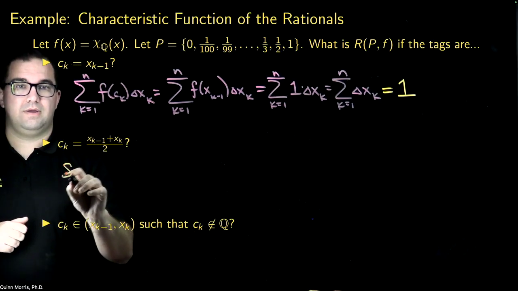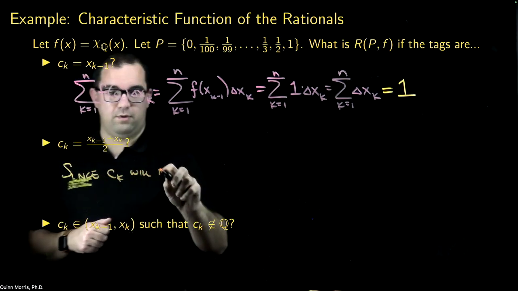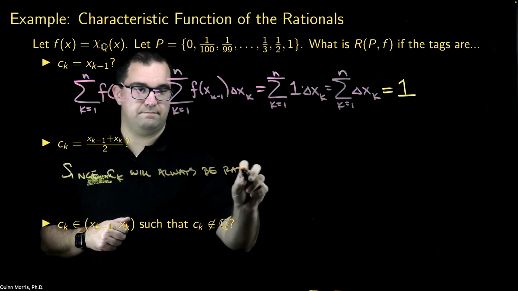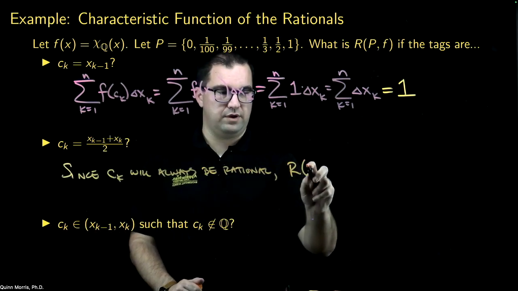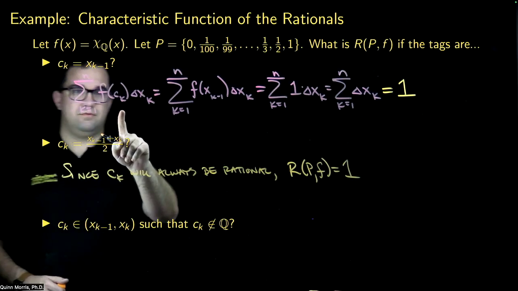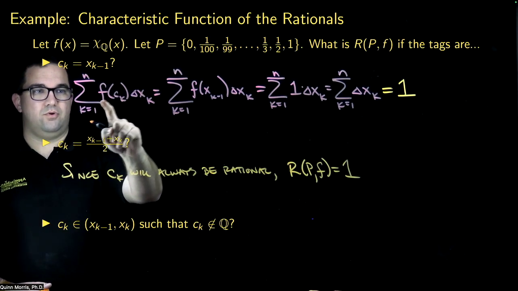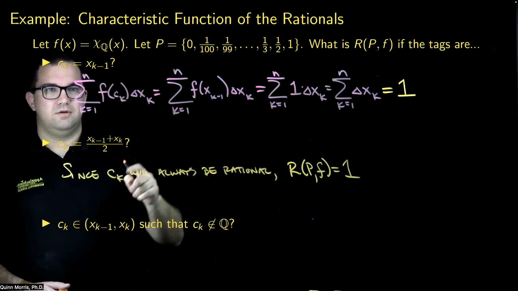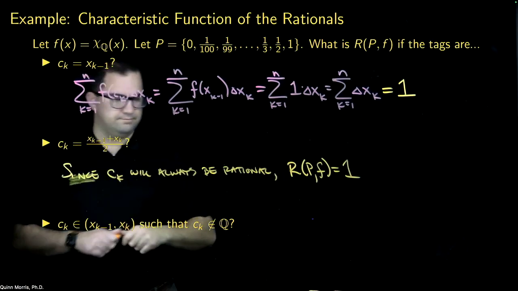So here we can say since C sub k will always be rational, then here the Riemann sum will also be 1. Again, same argument, right? The C sub k will always be a rational value. Since it's always rational, f of that rational value will always be 1 because of how we've defined our function f. And so by this exact same line of argument here, the value of this ends up being 1.